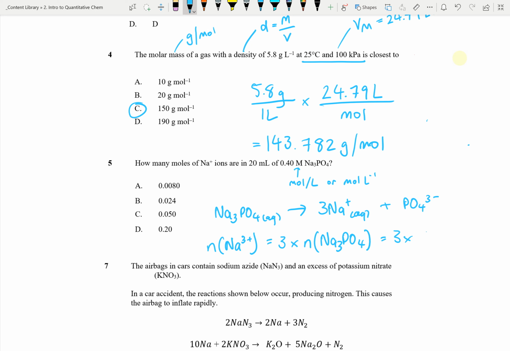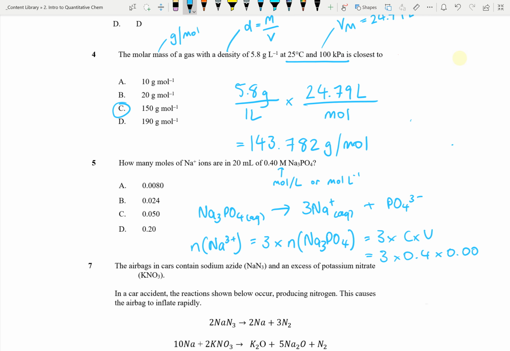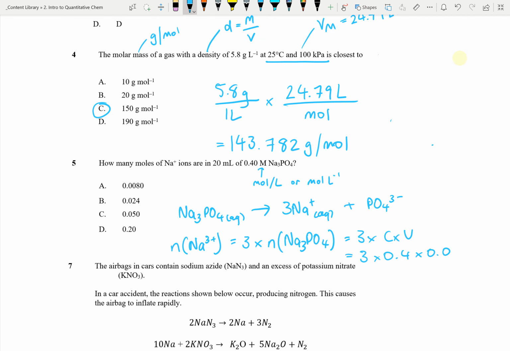So I've got to work that out through C times V. So it's going to be 3 times the concentration times the volume in litres, so 0.02. That should be my answer in moles. So I got 3 times 0.4 times 0.02 is 0.024.